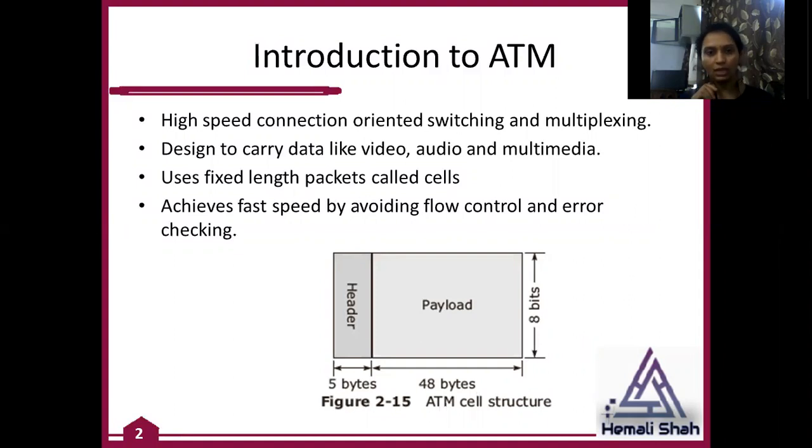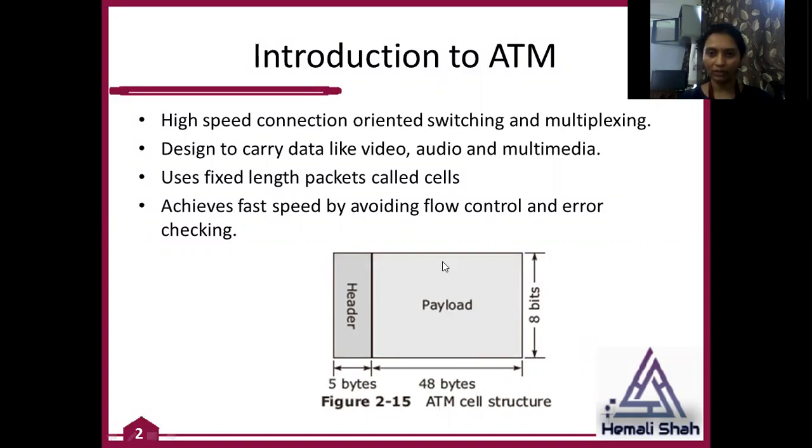Now this ATM basically uses a fixed length packet, and this packet is called a cell. This cell has this structure, and this is called the ATM cell. The ATM cell is in octets; the 8 indicates octet values. All the bits have octet values. It uses a 5 byte octet header and a 48 byte octet payload.